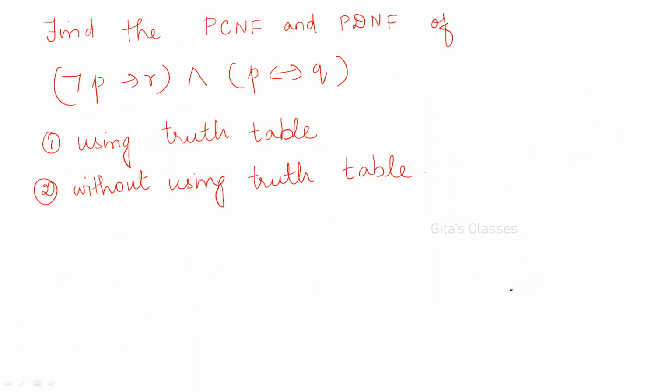Now we have found out for 2 variables. Let us see for 3 variables also. Find the PCNF and PDNF of this expression using truth table and without using truth table also. First let us find out without using truth table, then we will find out using truth table. Usually forming the truth table will be easier. If no method is mentioned, you can form the truth table.